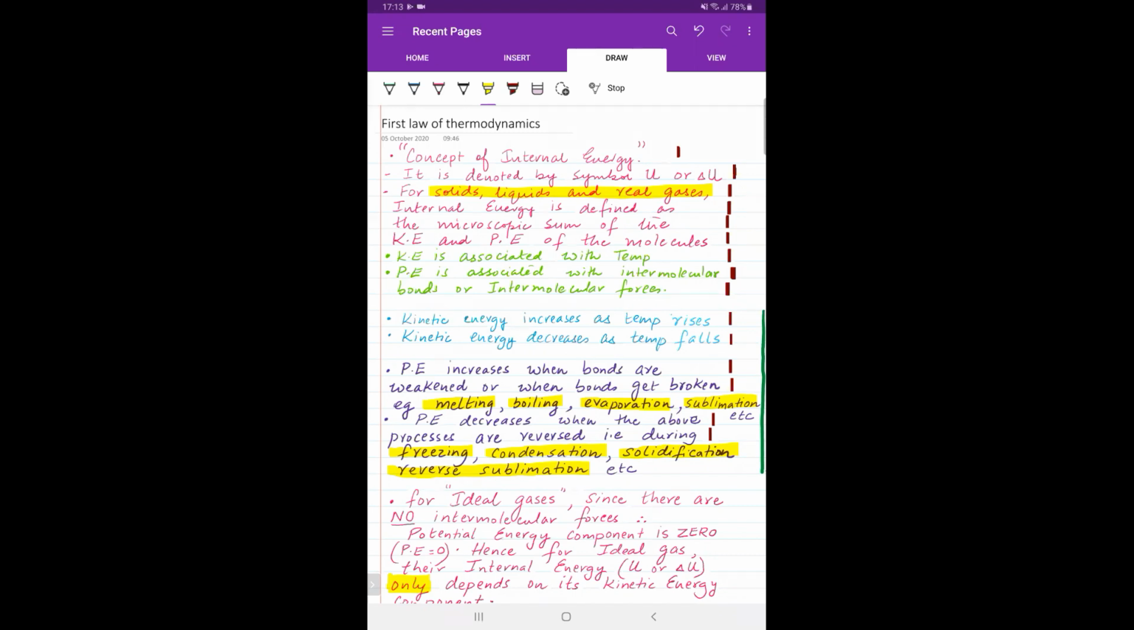And if you go for the reversal processes, that is freezing, condensation, solidification, and reverse sublimation, when you have to extract energy, that is when the potential energy component will decrease.